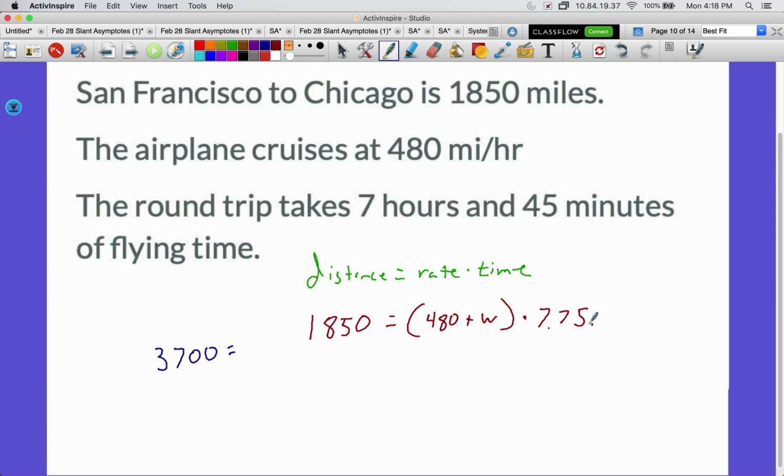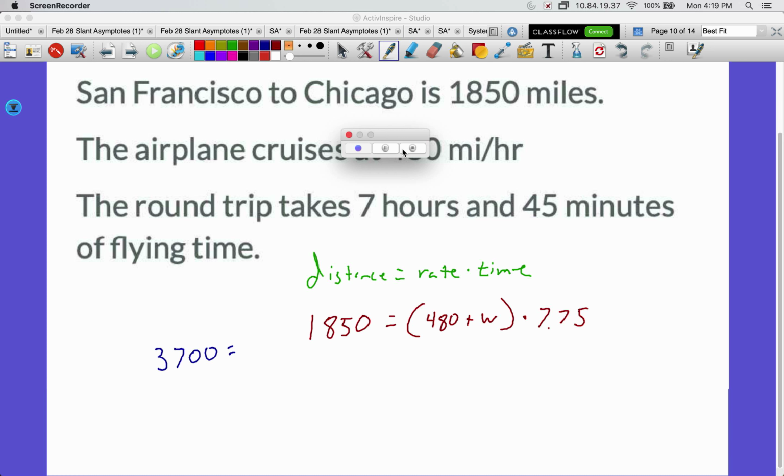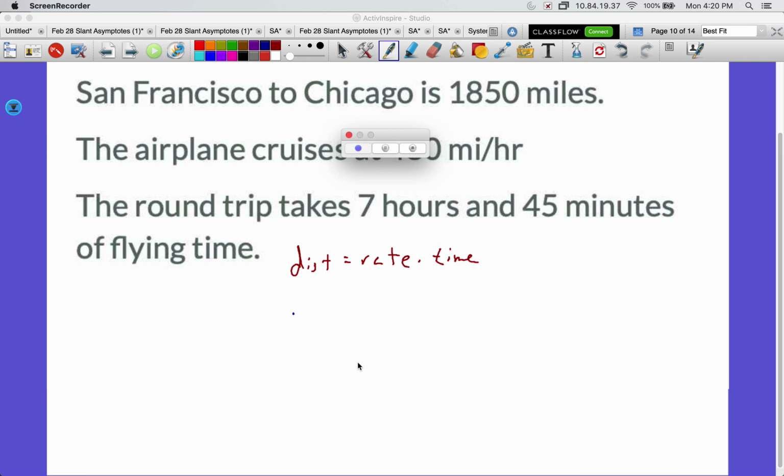But okay, I don't know. That only gets me halfway there. This is a tricky problem. Let me pause here and think about it for a second. Okay, I've thought about it a little bit more. I think I know how to solve this.